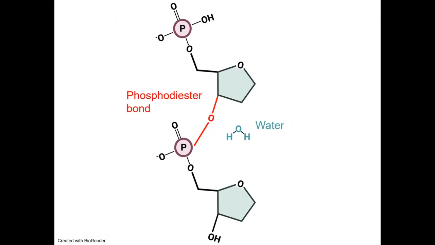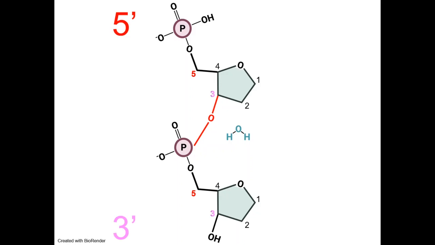If we number the 5 carbons, we can see the 5th carbon is attached to the phosphate group, and the 3rd carbon is where the hydroxyl group was, but now has formed the phosphodiester bond. This designation will help us determine the 5' and the 3' orientation of DNA. Let's get back to making our strand of DNA.